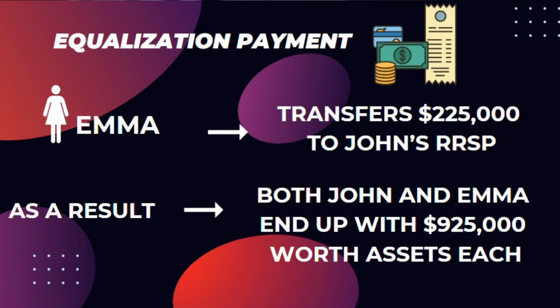To ensure fairness between them, Emma makes an equalization payment of $225,000 by transferring it to John's RRSP account. As a result of this transfer, both John and Emma end up with $925,000 worth of assets each.